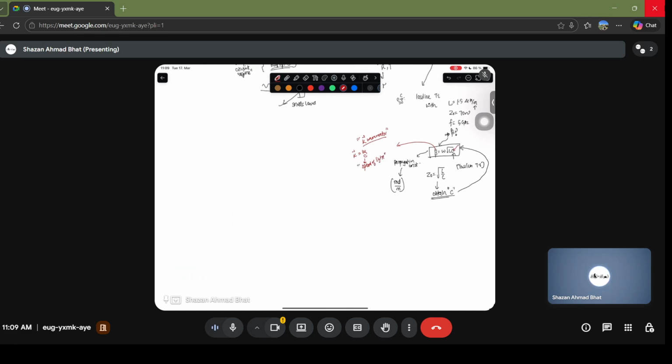This c here is the capacitance, and the L is the inductance. Don't get confused and mix these up. So this is about it.